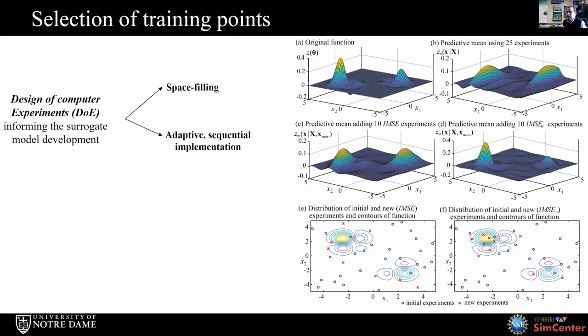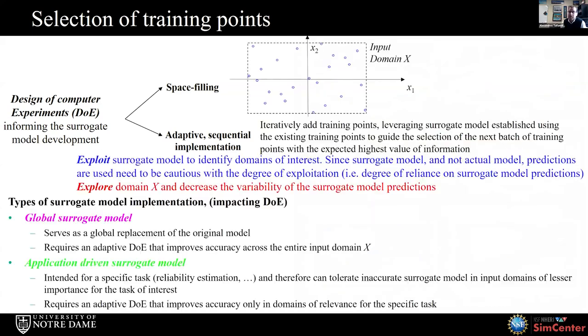You can call this active learning, but also carefully selecting the principles for selection. And really how this DOE is performed depends on what you want from your surrogate. So if you're doing a global surrogate, in other words, if you don't know what you're going to use the surrogate for, and it is going to serve as a global replacement of the original model, your DOE, design of experiments, implementation is different. If you know what you're going to use the surrogate for, and you want to use a surrogate just to calculate a specific reliability index, then that really changes how your design of computer experiments is going to be done.